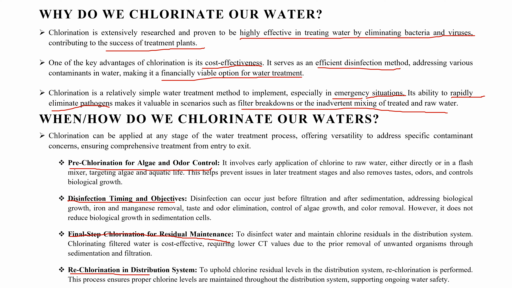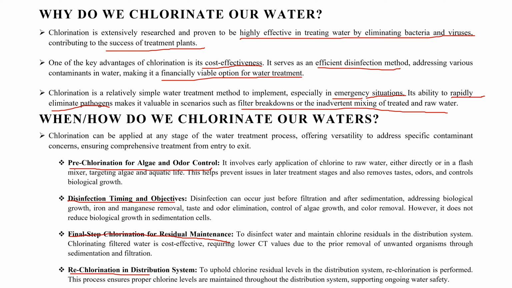That is the pre-chlorination stage. Disinfection timing and objectives comes after the preliminary process. In the river stream there will be suspended particles, wooden particles, and other solid particles available. Using the preliminary methods, those solid particles will be removed, and after that the injection of chlorine takes place. That is the disinfection timing and objective. That is the second one.